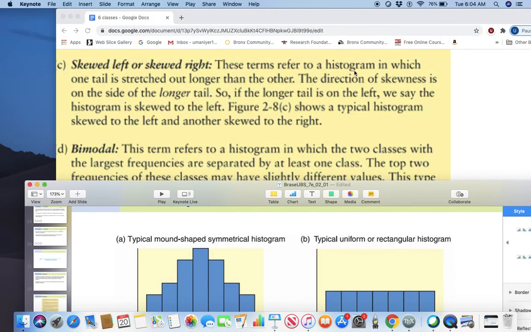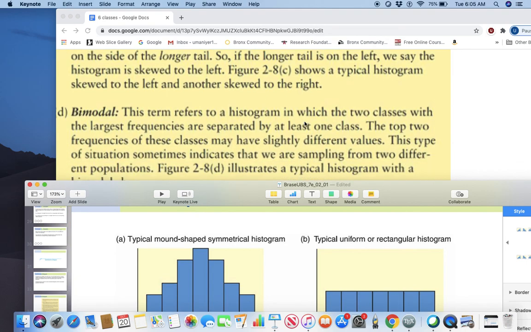These terms refer to a histogram in which one tail is stretched out longer than the other. The direction of skewness is on the side of the longer tail. So if the longer tail is on the left, we say that the histogram is skewed to the left. Likewise, if the tail is to the right, you say skewed to the right.